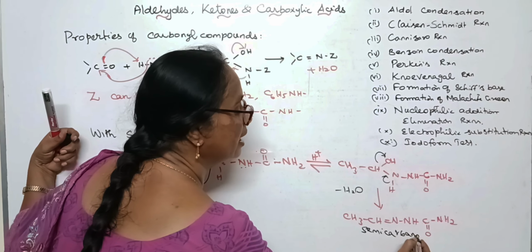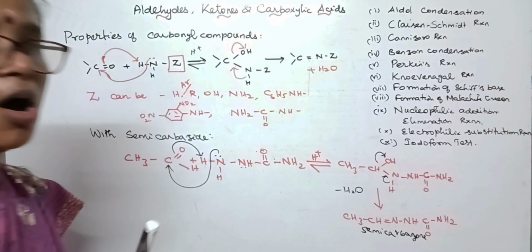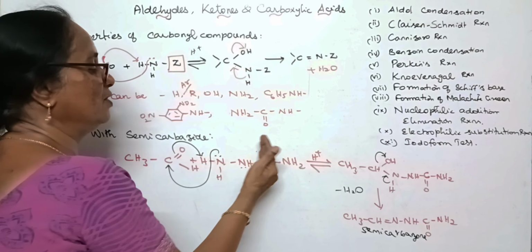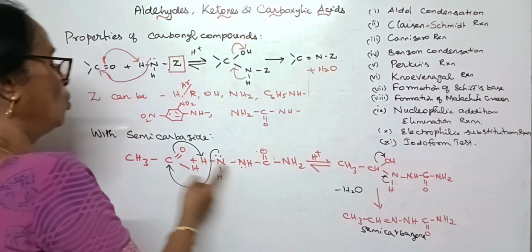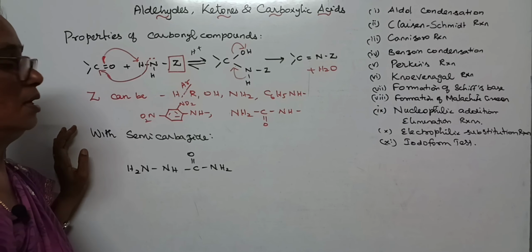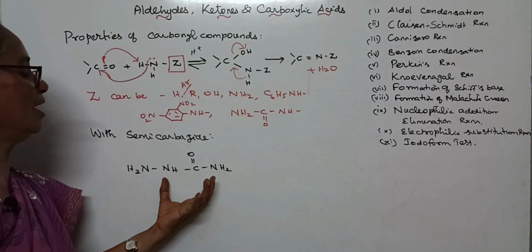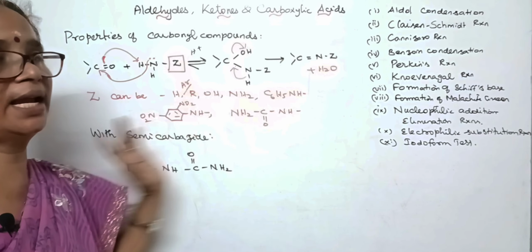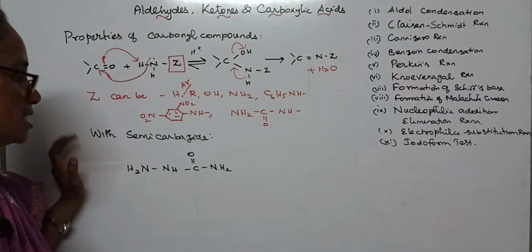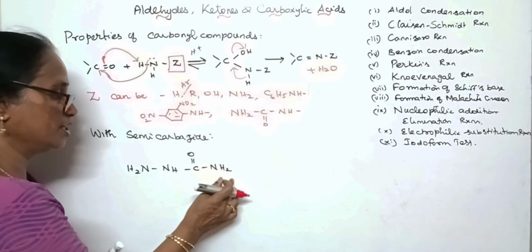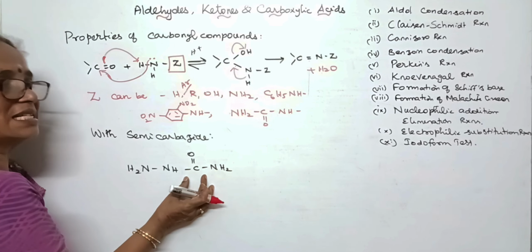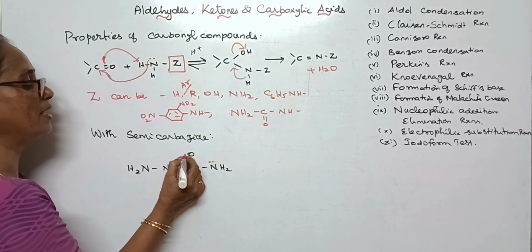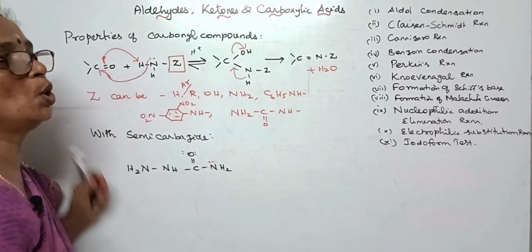So in the reaction of carbonyl compounds with semicarbazide, only the NH2 group of semicarbazide which is far from the CO group will take part in the reaction. Let us discuss which NH2 group of semicarbazide will take part in the nucleophilic addition reaction. Out of the 2 NH2 groups, one is nearer to the CO group, and here nitrogen carries a lone pair of electrons and oxygen carries 2 lone pairs of electrons.